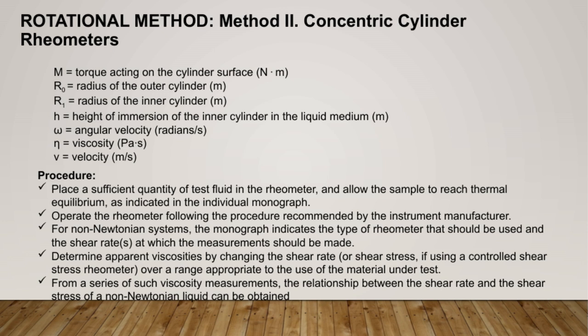Now, let's quickly review some of the key parameters involved in this process. The torque acting on the cylinder surface is denoted as M, measured in Newton meters. The radius of the outer cylinder is R0, and the inner cylinder's radius is R1, both in meters. The height of the inner cylinder immersed in the liquid is h. The angular velocity, which is the rate at which the inner cylinder rotates, is omega, expressed in radians per second. Viscosity itself is represented as eta, measured in Pascal seconds, and v is the linear velocity in meters per second.